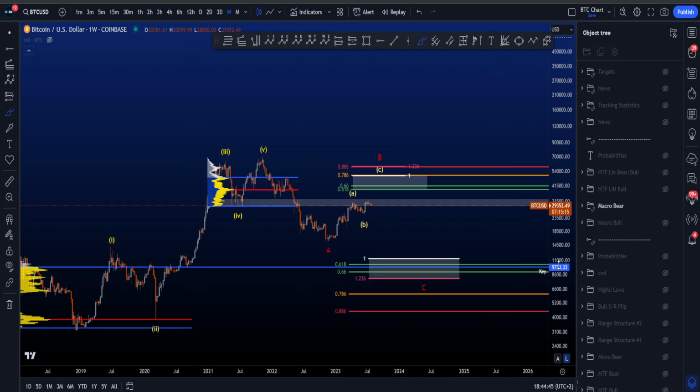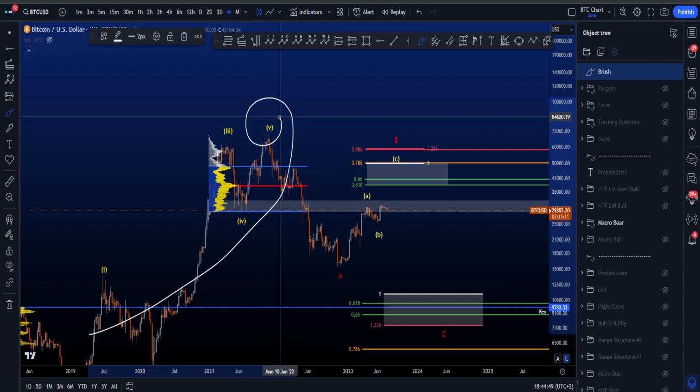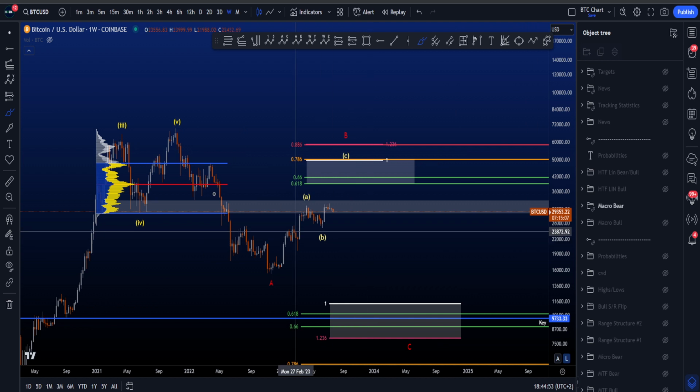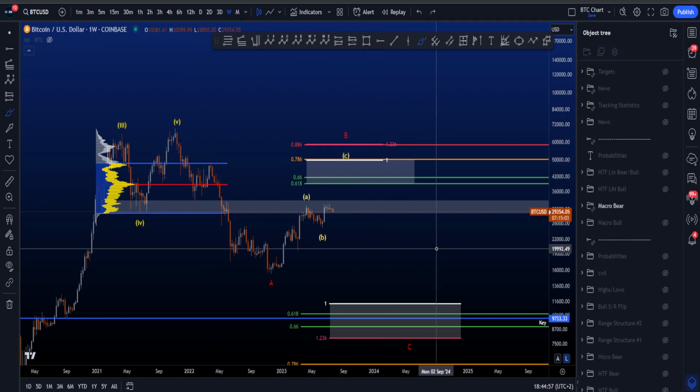If you go to the macro bearish scenario, then in this scenario we again have a 5-wave structure ending at the all-time high, but now we're looking for a 3-wave structure to the downside, a correction in either an ABC or a WXY. It doesn't really matter for the targets on the chart.